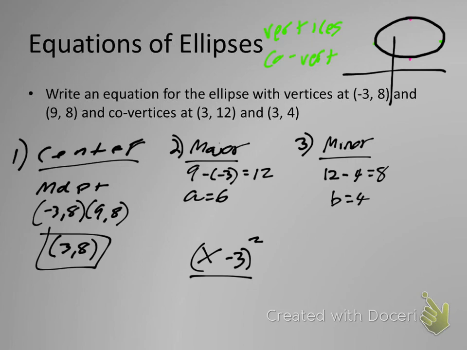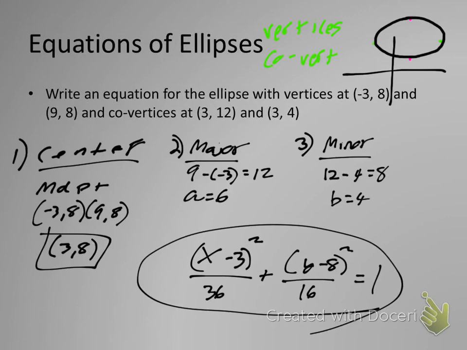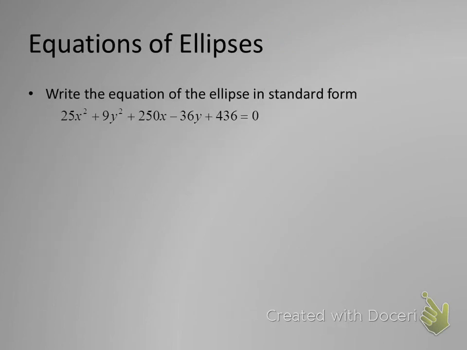A is 6, so A squared is 36, plus y minus 8, quantity squared, over B squared, which is 16, equals 1. Alrighty.